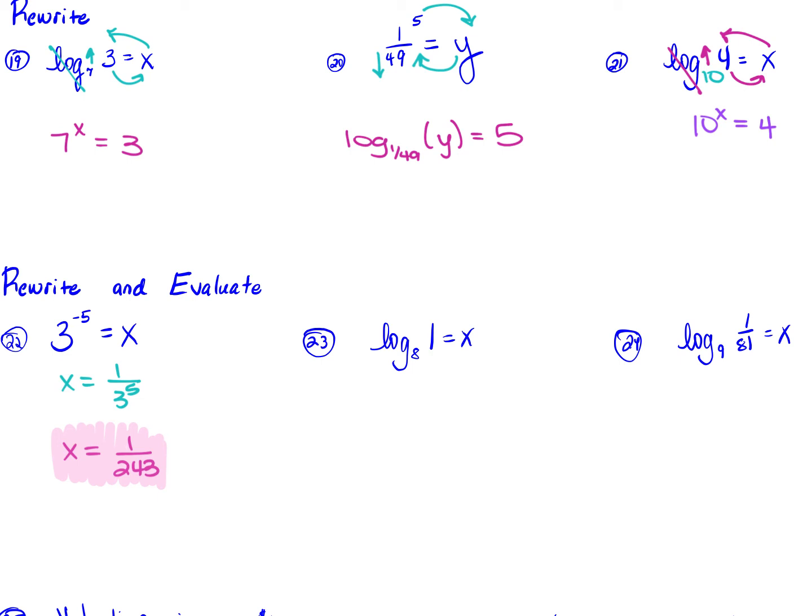For 23 and 24, those are given to you in log form. Rewrite them in exponential form, and it's going to make things so much easier for you. So for 23, you have log base 8 of 1 is equal to x. This is the same thing as saying 8 to the power of what is equal to 1. Anything to the power of 0 is 1, so x is equal to 0.